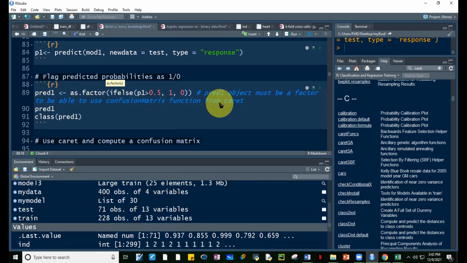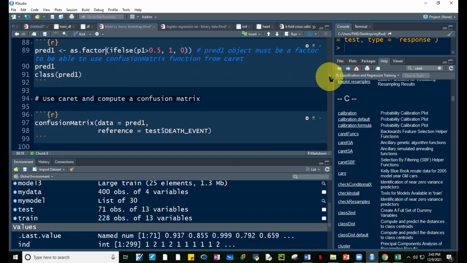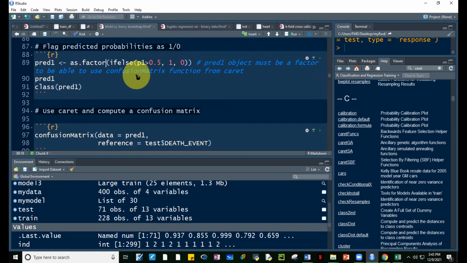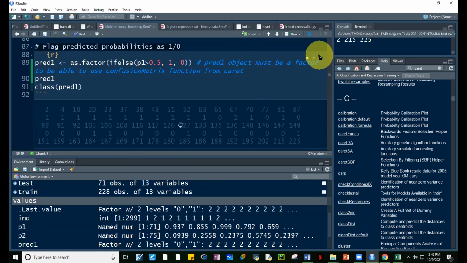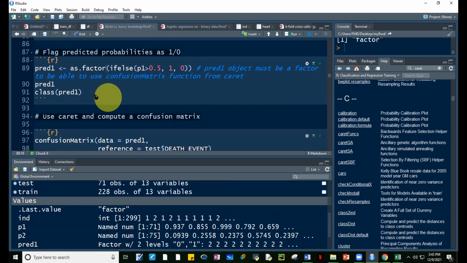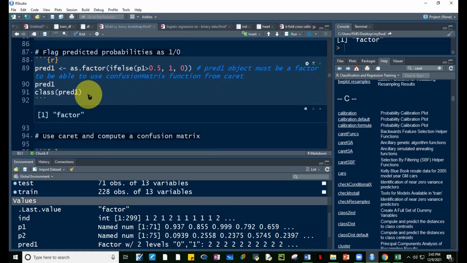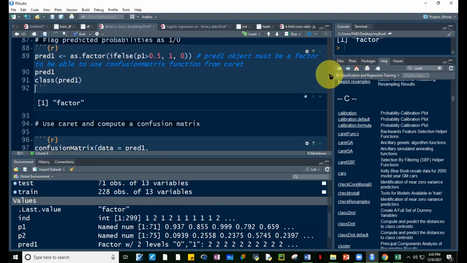Now why is this so? Because we need the predictor 1 object to be a factor in order to use the confusion matrix of the caret package. Okay? Kasi guys, kung hindi ko gawing factor yan, hindi magra-run tong confusion matrix. So dapat sa confusion matrix guys ng caret package, dapat yung data natin at saka yung reference, they should be factors. Okay? So let's run this now. Okay, as we can see now, yung class ni pred1 is factor. So okay tayo, no? Factor siya.